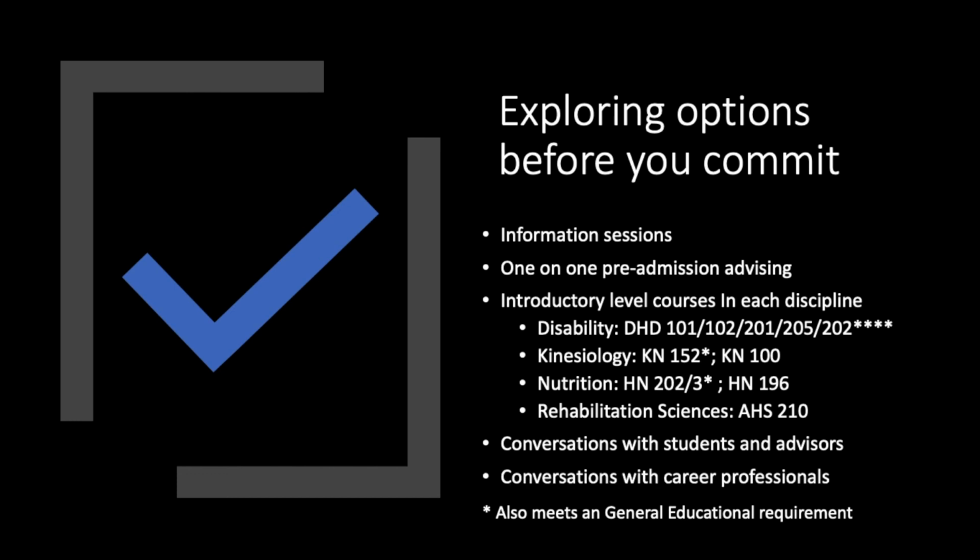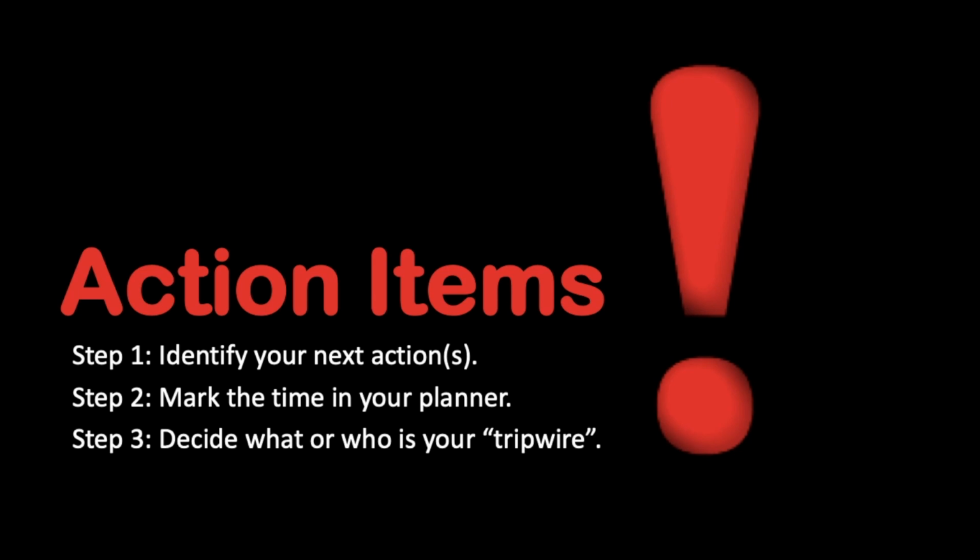Alright, so that was a lot of information. Now, let's turn this information into action steps. First, of the information shared, what can be a helpful action item to help you further explore a major? Perhaps it's attending an information session or checking to see if there's a student in the major that you could talk to.